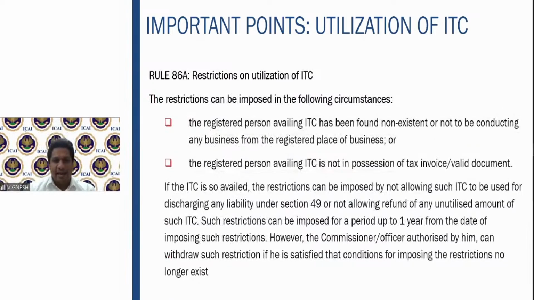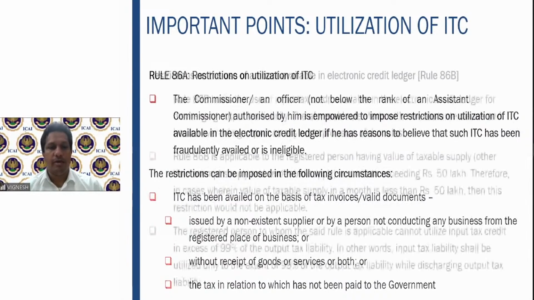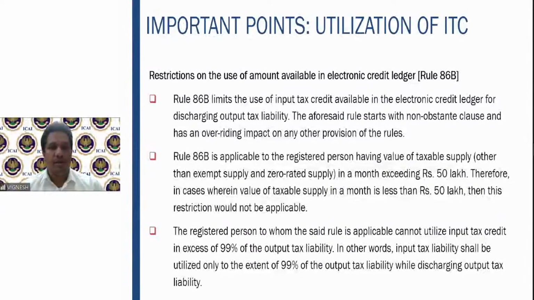Then Rule 86A, again an important point: you can place a restriction on input tax credit if you find that the person claiming the ITC is non-existent, or the registered person is not in possession of the tax invoice or the valid document. In these circumstances, the credit cannot be claimed. This also we have seen in the previous session.